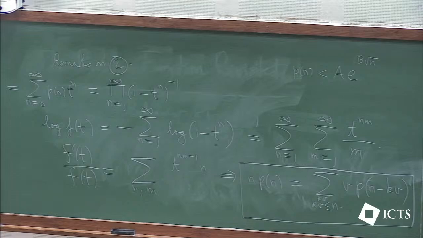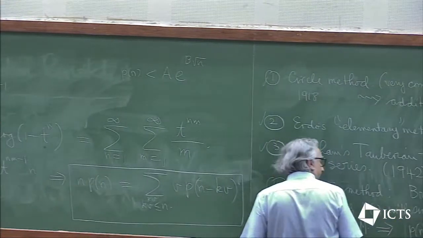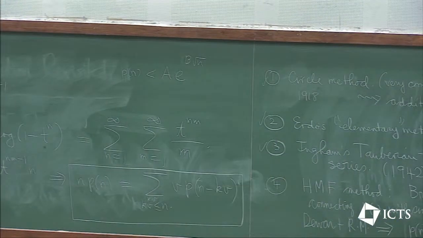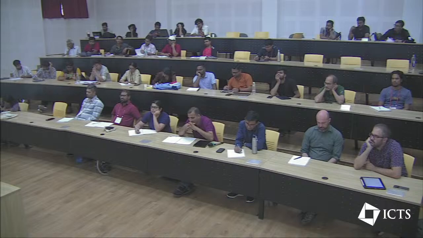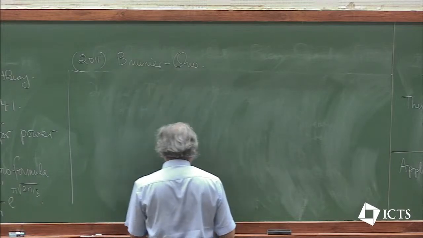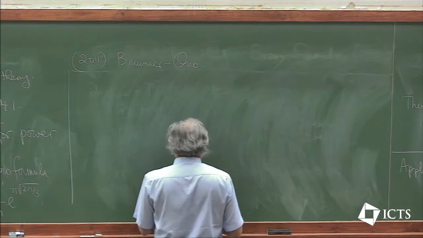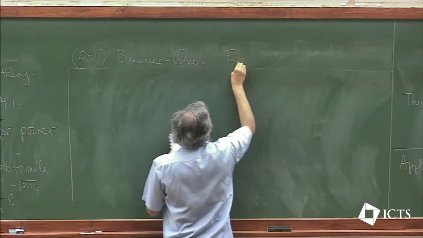So I've mentioned this, discussed this, and discussed this. Let me say a few words about my paper with Michael. So here, in 2011, Bruinier and Ono discovered the following remarkable formula. So E2 is the usual Eisenstein series.